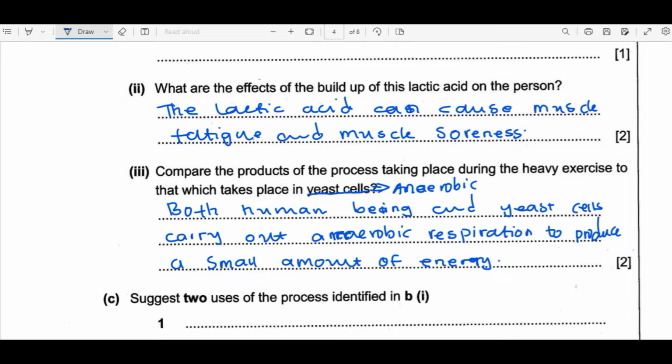Then the difference is that in human beings we have lactic acid, while in yeast cells we may have production of alcohol, which is fermentation. Like if you look at the production of alcohol, we need to add yeast. So that is what we can consider here.